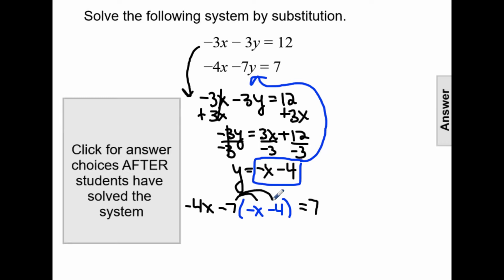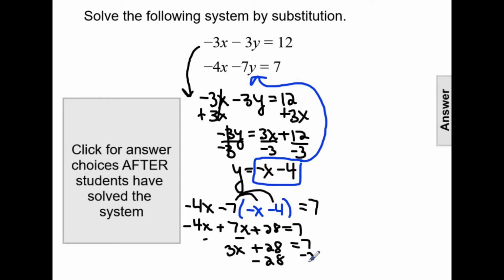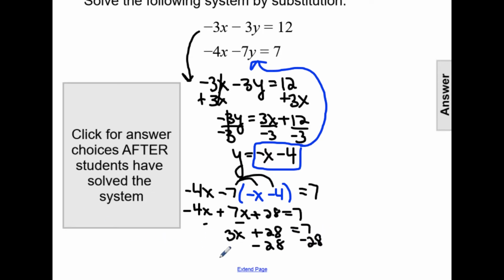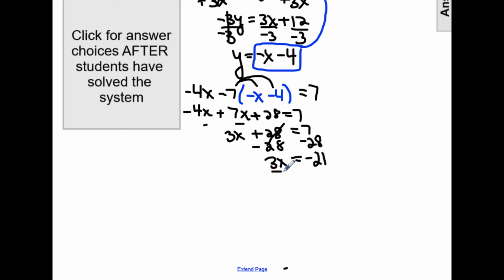Now we'll solve for x by distributing the -7. So we'll have positive 7x plus 28 equals 7. Then we will have to combine our like terms. So -4x plus 7x is 3x plus 28 equals 7. Subtract 28 from both sides, giving us 3x equals -21. Divide both sides by 3, so x equals -7.